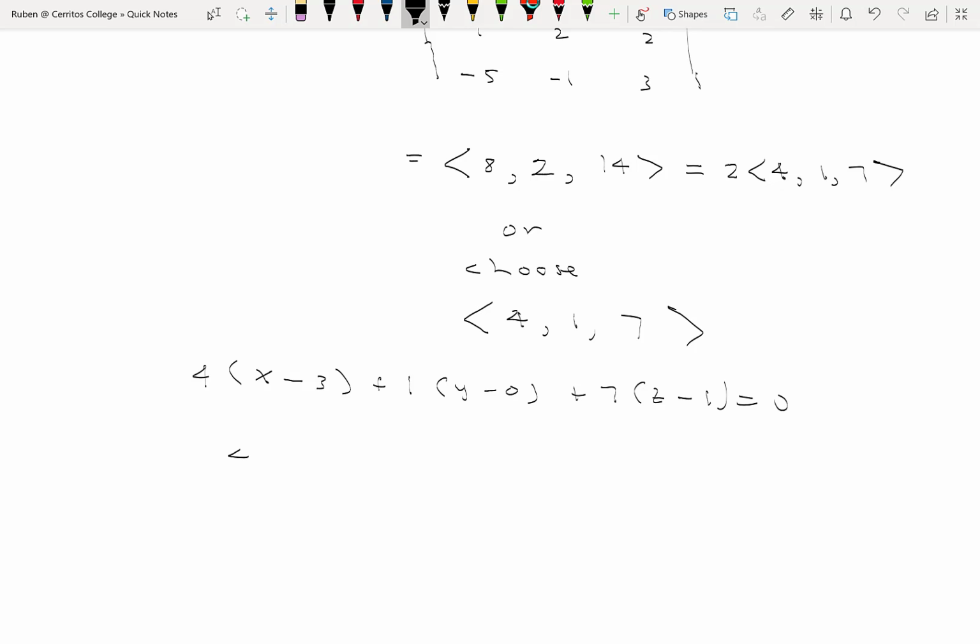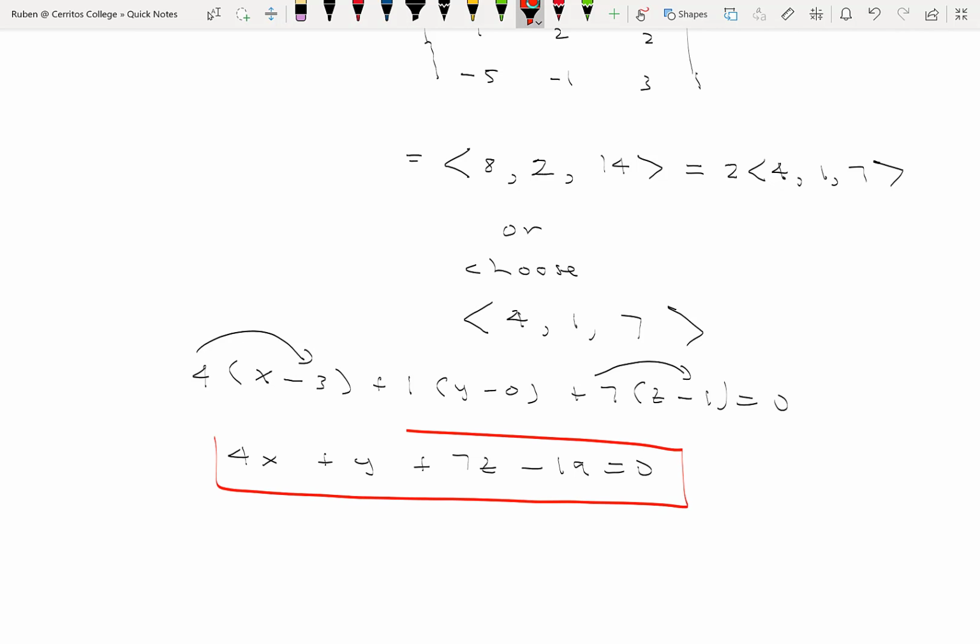Or I can write this as 4x plus y plus 7z, or let's see, also minus 12 from distribution, minus 7 more, minus 19 equals 0. And that would be a perfectly legitimate linear equation for our plane.